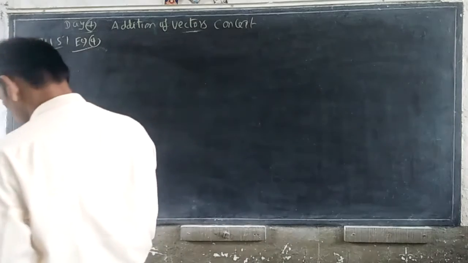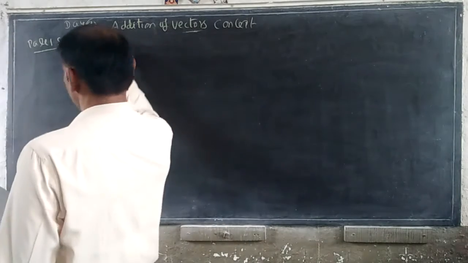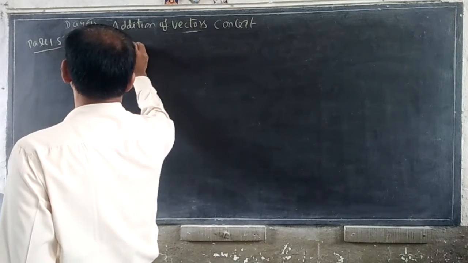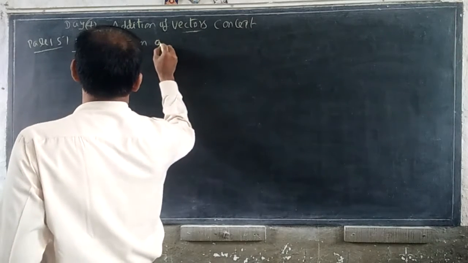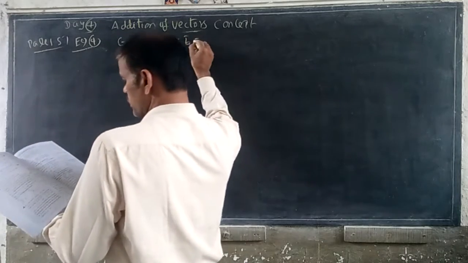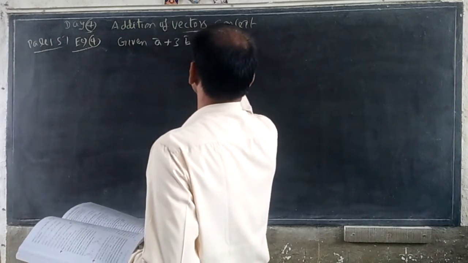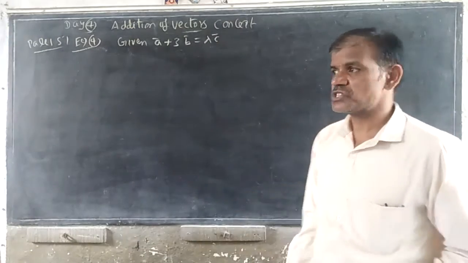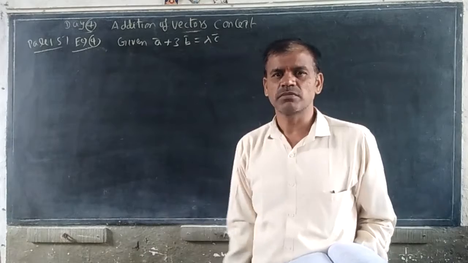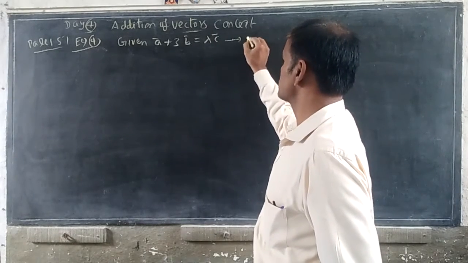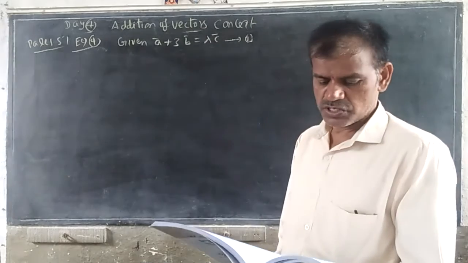A bar, B bar, C bar are three non-zero vectors. A bar plus B bar is collinear with C. Writing the given condition, A bar plus 3B bar is collinear with C. Whenever a vector is collinear with another vector, we can understand that a vector is a scalar multiple of the other. Lambda is a scalar. That will be the first equation.